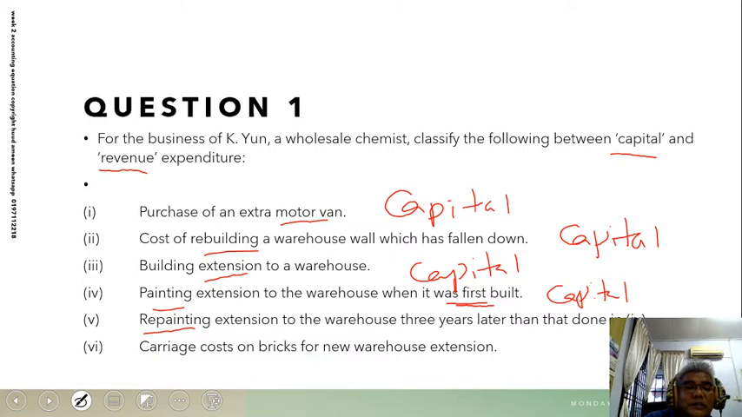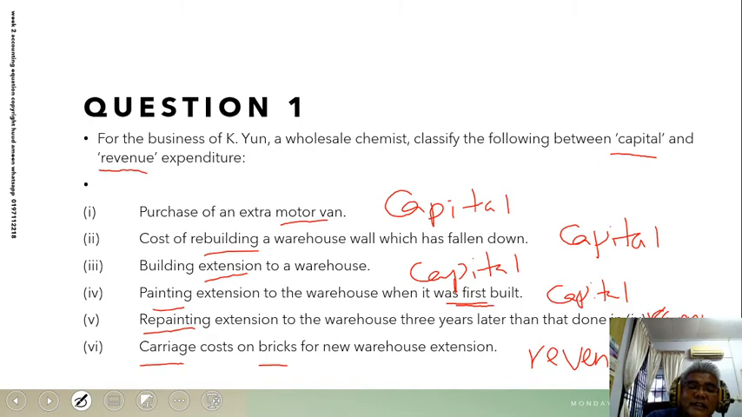So this is also repainting is expense. This is revenue, right? And then carriage cost on bricks for new warehouse extension. Carriage cost means you, awak nak kos pengangkutan, kos pengangkutan nak bawa batu bata ke, so you may use the transportations. This is what they call revenue.